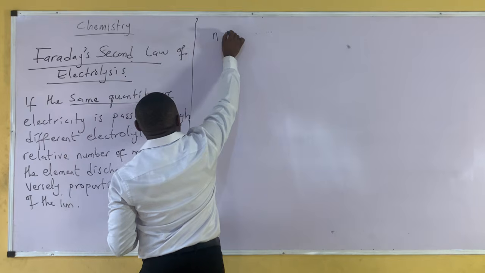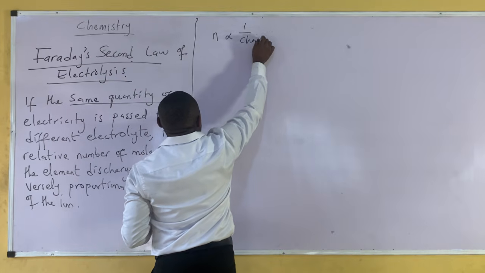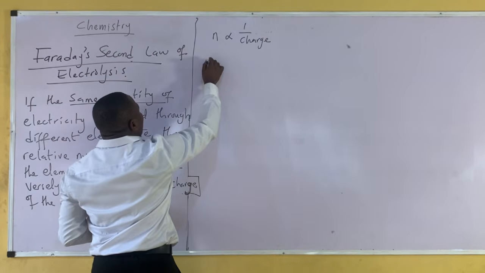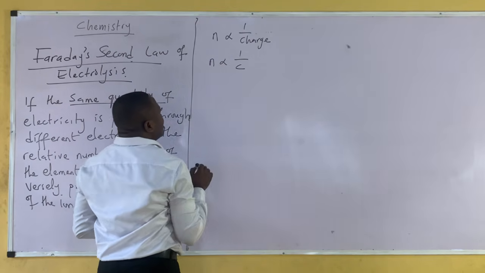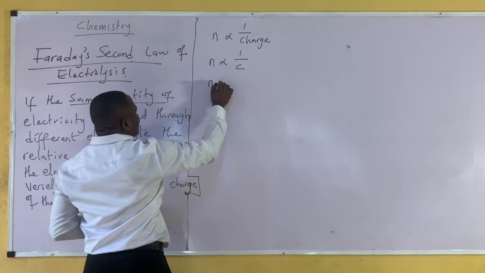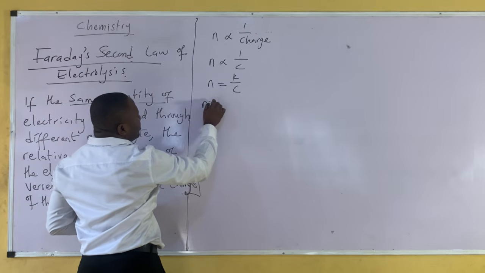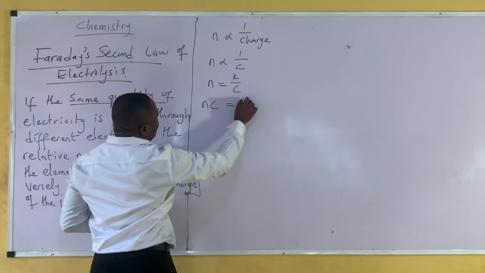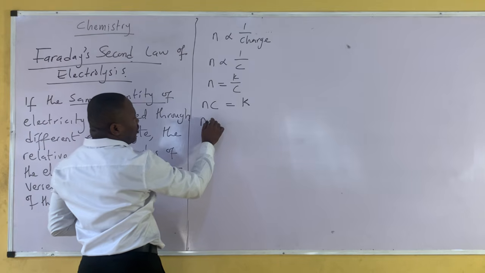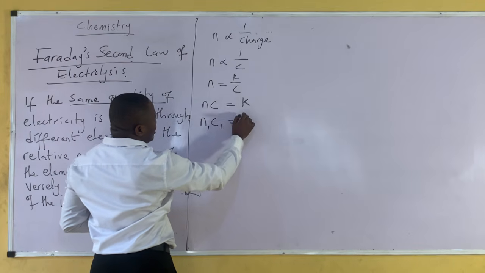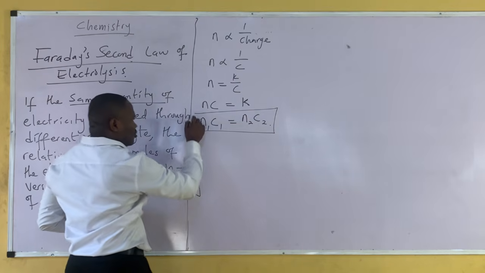Mathematically, mole is inversely proportional to charge. Very important. So I have mole is inversely proportional. Let's take charge as C. So I have mole is equal to K over C. Cross multiply, I have mole times charge is equal to K, which is a constant. Now it means I have mole 1, charge 1 is equal to mole 2, charge 2. This is important to note.